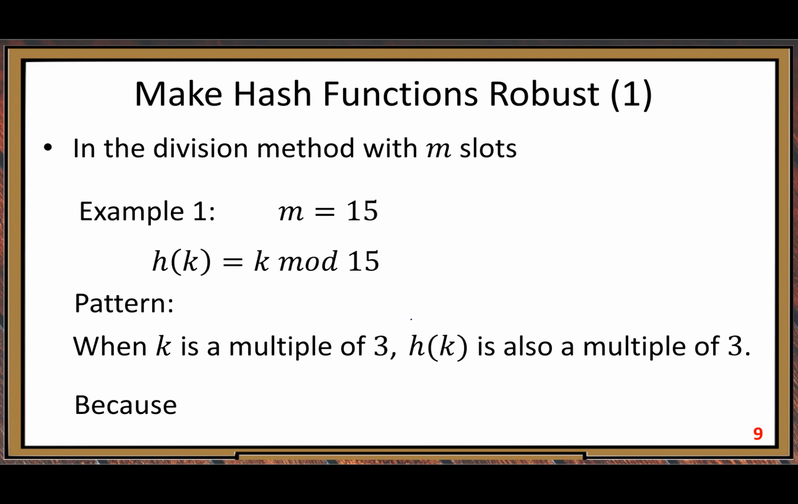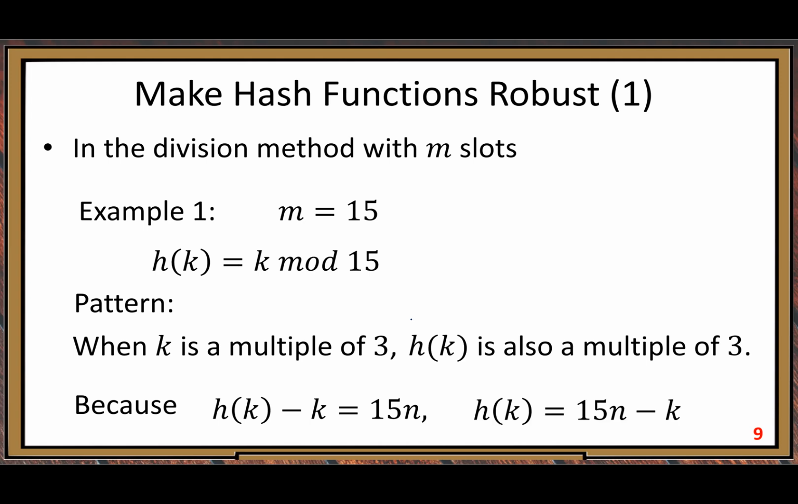What's the consequence? Here we know that h of k minus k should be a multiple of 15, because when we do the modular operation, we take away multiples of 15, that is 15n. That's the difference between h of k and k. With this formula, you can see h of k is another multiple of 3.